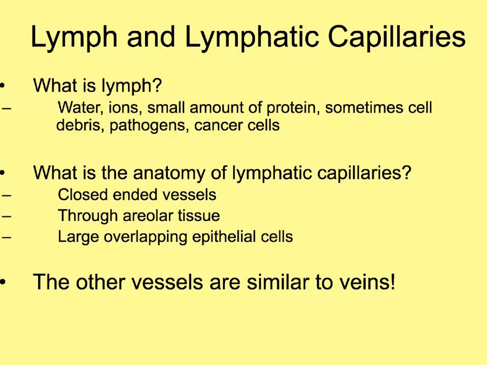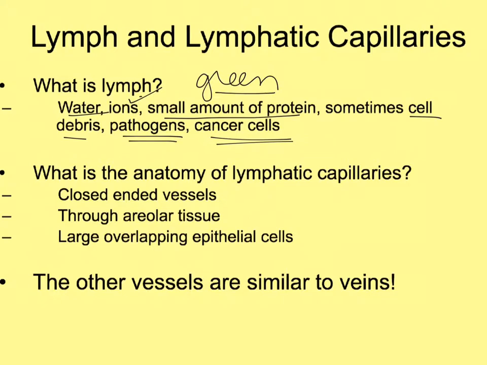Okay, so what is lymph? Lymph basically is kind of like plasma. So it's water, ions, a little bit of protein, sometimes broken down parts of the cells, so cell debris, pathogens that we're trying to get rid of, and cancer cells that we're trying to get rid of, or that sometimes we can't get rid of, right? So that's what lymph is. It's fluid. Usually on pictures we make it look light green, is how we tend to represent it.